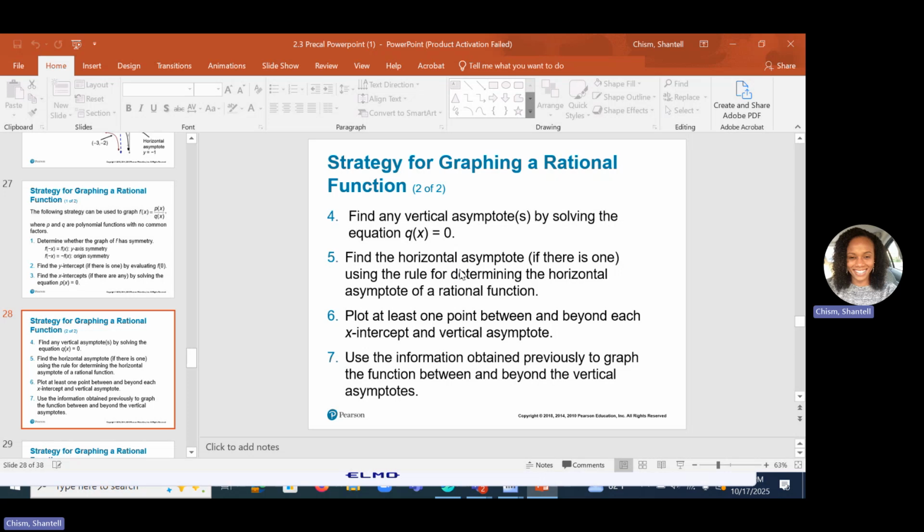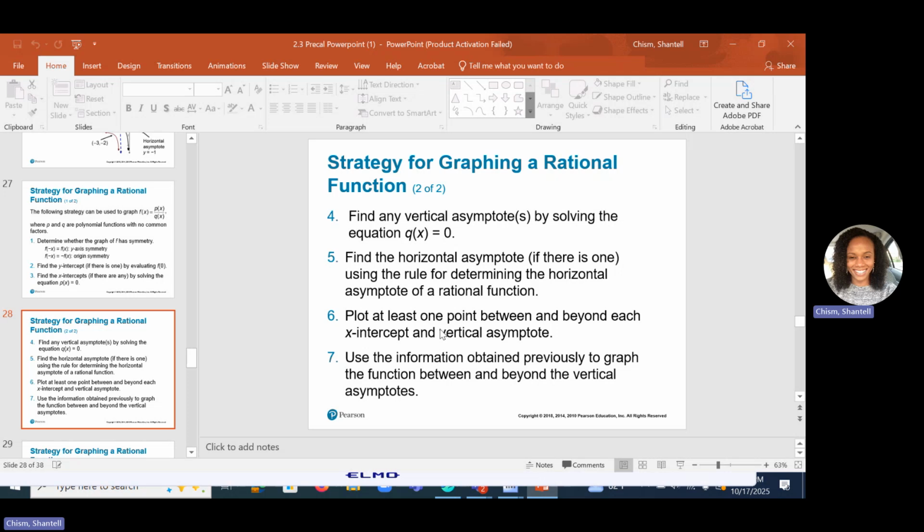We'll find the x-intercepts by solving. We'll find the y-intercept by evaluating the function at 0. So these steps are steps that we're familiar with. We're just bringing them all together. Now, the steps that are new to this particular section will be step number 4, where we find vertical asymptotes, and step number 5, where we find and identify horizontal asymptotes.